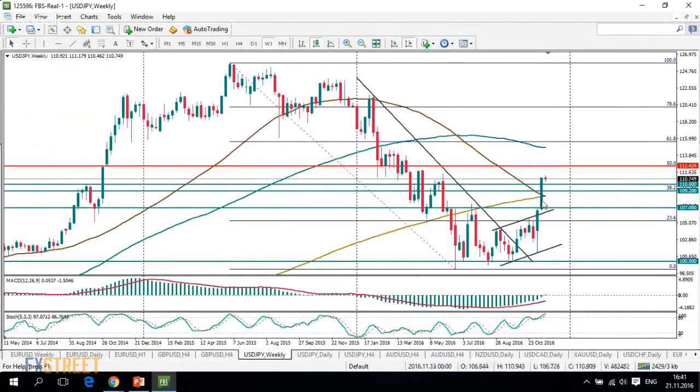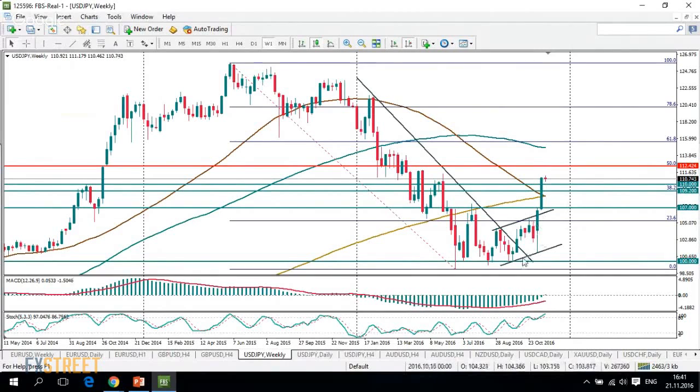Last week we were speaking about resistance provided by the weekly moving averages, which currently lie in the area of 108.50. These moving averages, which were breached to the upside, now have the role of support. So this is the main support level for this week, 108.50. And surely the previous resistance levels of 110 and 109.20 will also play the roles of support.